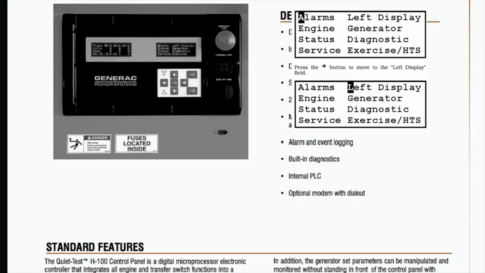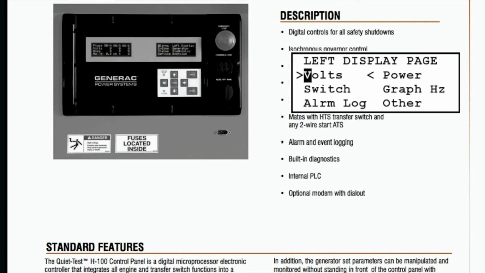To change the left display, do the following. Press menu, use your right arrow to move to the left display field, and then you want to press the enter button to display the left display menu page.